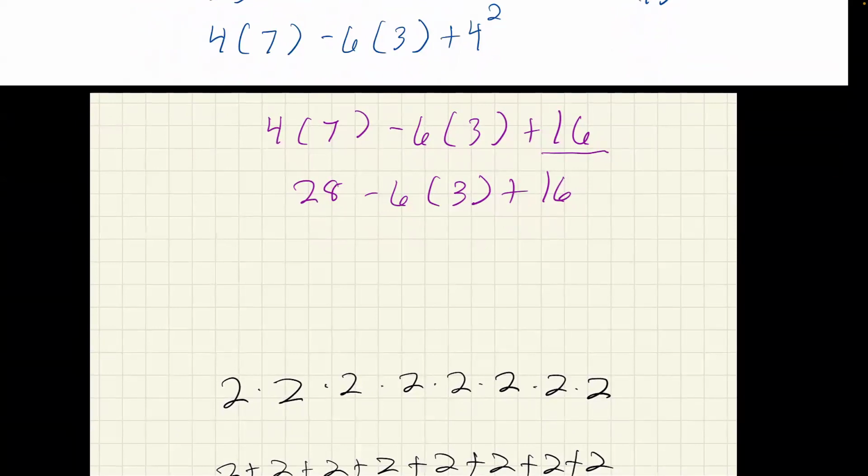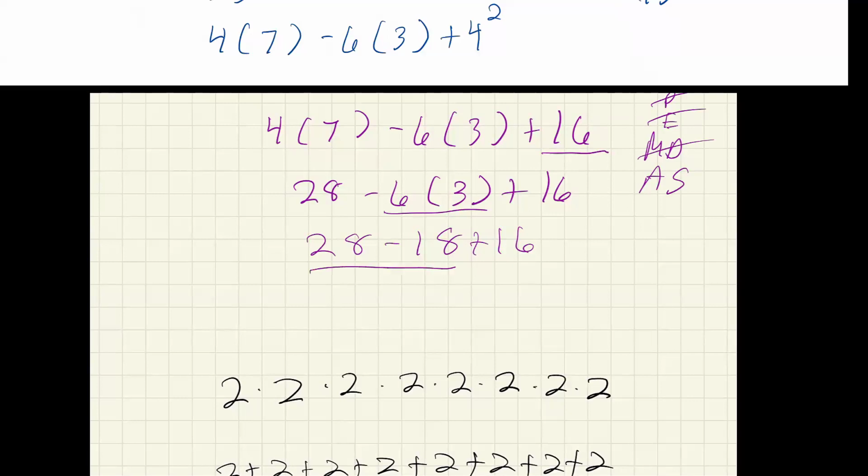So now we're going to say, okay, multiplication still needs to be done. So I have 28, and then I've got 6 times 3, so minus 18 plus 16. Then I'm going to go and say any multiplication? And the answer is no. So I'm to the addition subtraction step. Now I go left to right. 28 minus 18 gives me 10 plus 16. All right, 10 plus 16 equals 26, and I'm done.